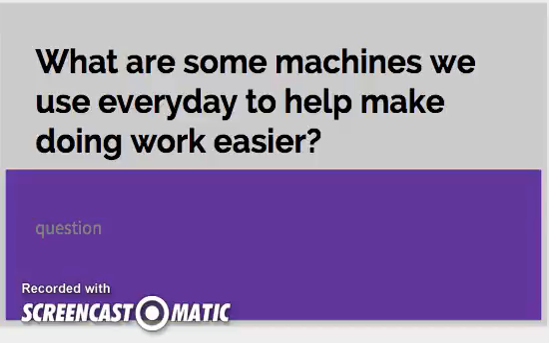For today, our essential question: what are some machines we use every day to help make doing work easier? We're going to be able to answer that question by the time we're done with this activity today.